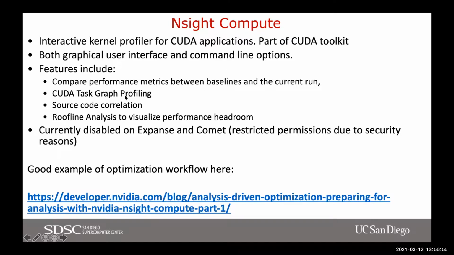Here you can look at a lot of things. You can compare performance metrics between a baseline run and a run that you're doing now. So as you change things, you can very easily see what changed when you did this. The kind of thing we were doing in Systems, looking at two plots, you could do a lot easier in Nsight Compute. You can do task graph profiling, and it can also correlate back to the source much better, so you can look at which part of the code is doing what. There's a roofline analysis to tell you how well you're doing, what your actual achievable limit is and how you're doing relative to that.